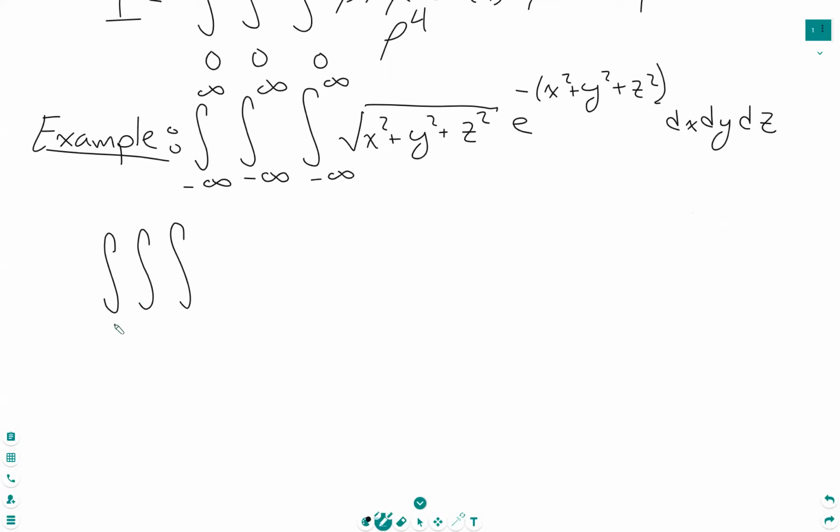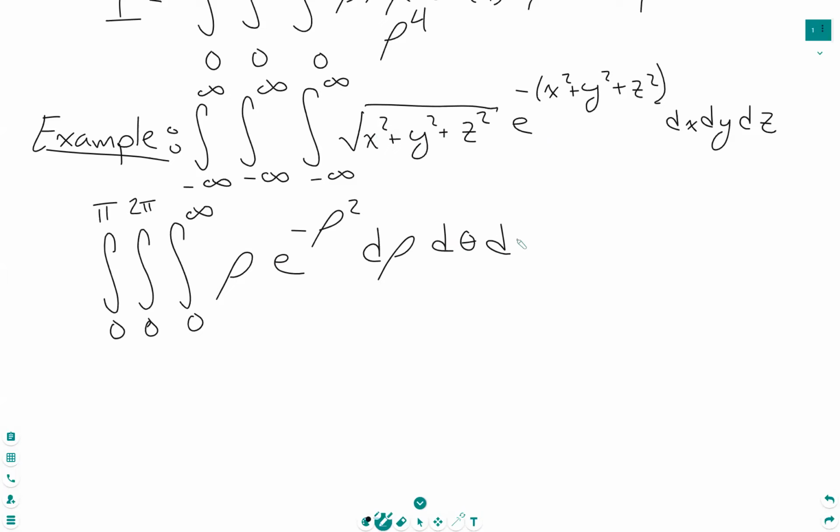So to make a sphere, remember we're going from 0 to pi in phi, 0 to 2 pi in theta, and then to cover all of R3, we need to go from a 0 radius out to an infinite radius. Then we have the square root of x squared plus y squared plus z squared. So that's inside a rho squared, but rho is positive here, so we can just write rho for that term out in front. And then we'll have e to the negative rho squared. And then we chose the order d rho, d theta, d phi.